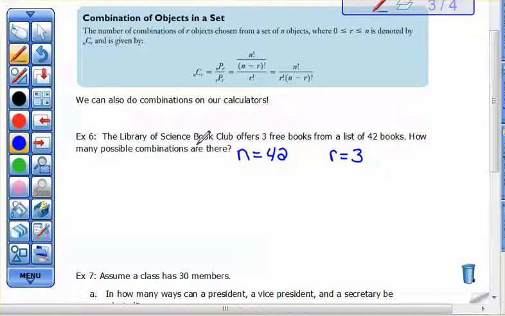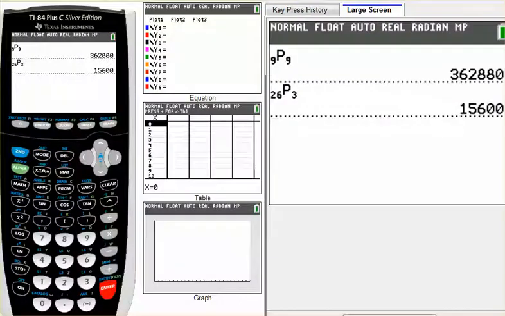But yet our notation is very, very similar. We always say our N and then C and then our R. So it looks like 42C3 in order to put it in on your calculator. Let me show you how that looks.